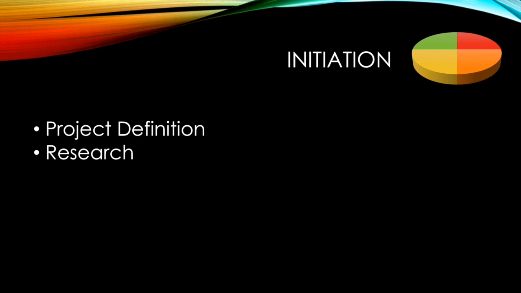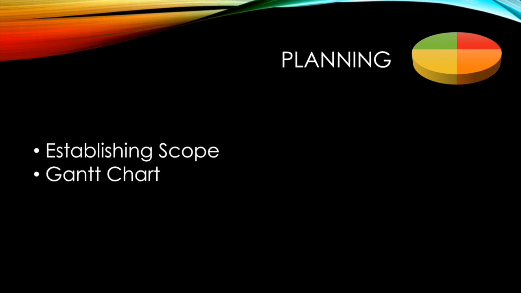Our initiation phase consisted of the project definition and research. The project definition was guided by the requirements covered by the project deliverables. Research was an important aspect of the initiation. You may find the bibliography of our research on the soft copy of these presentation slides. For the planning phase, we will talk about establishing scope and our Gantt chart.